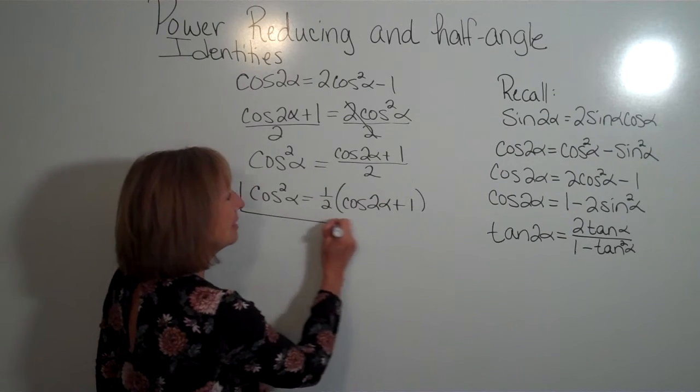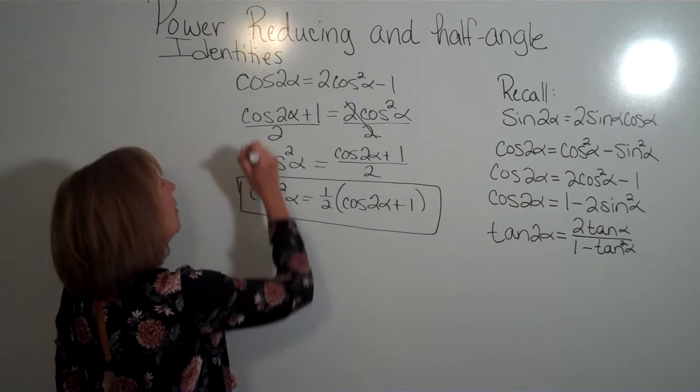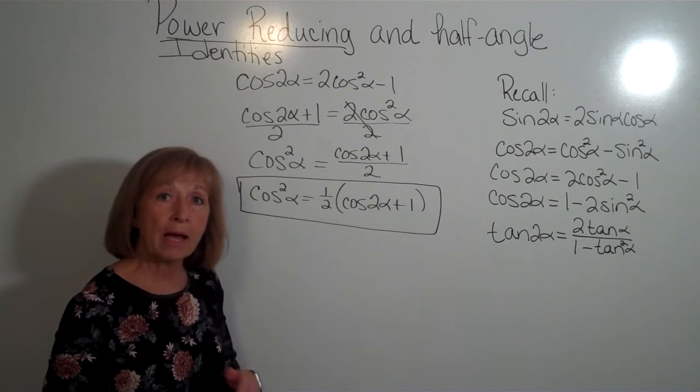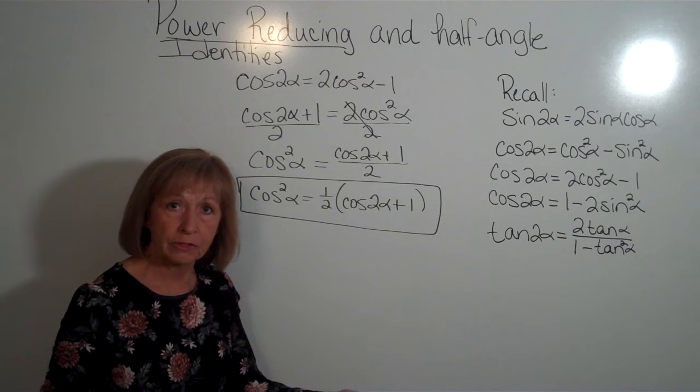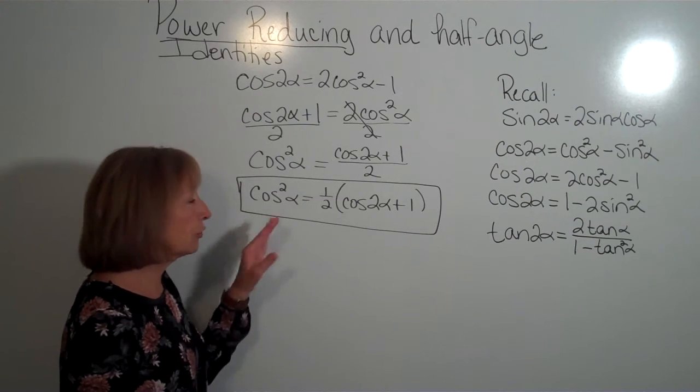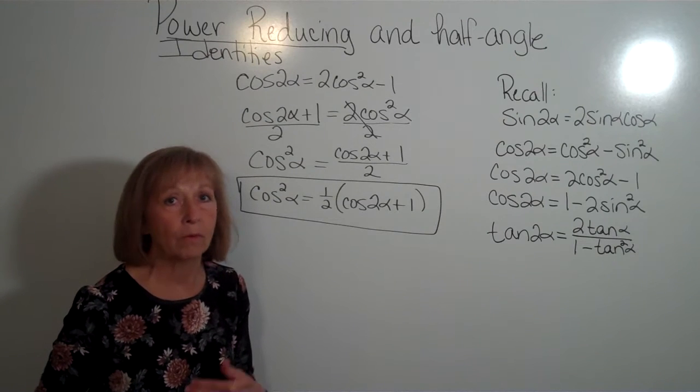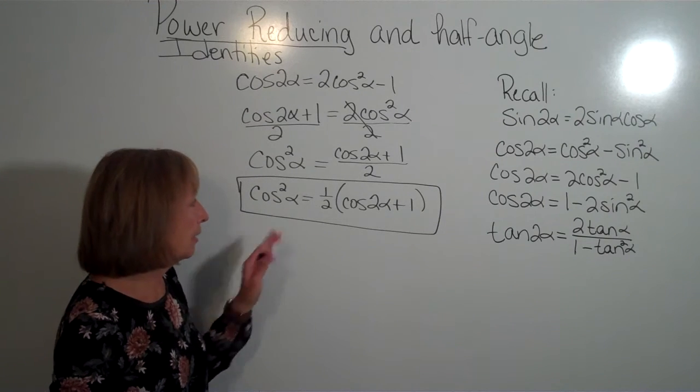So this is considered a power reducing identity because it lowers the power from the second degree down to the first degree. And we can actually utilize it with higher powers, like if it's to the 4th power or to the 6th power, and make a replacement.